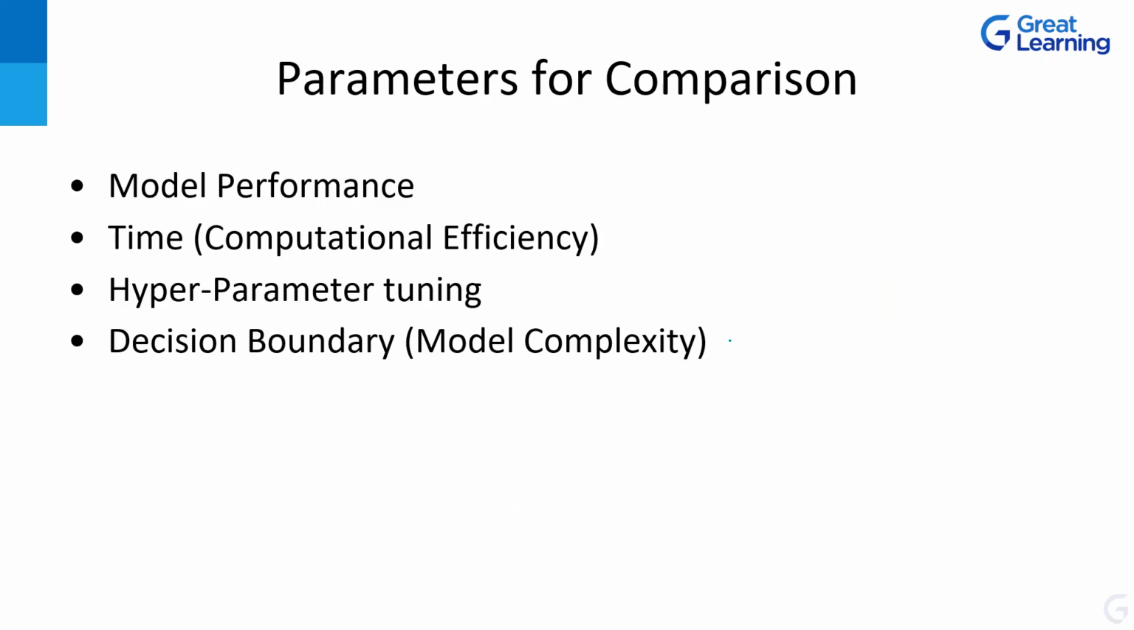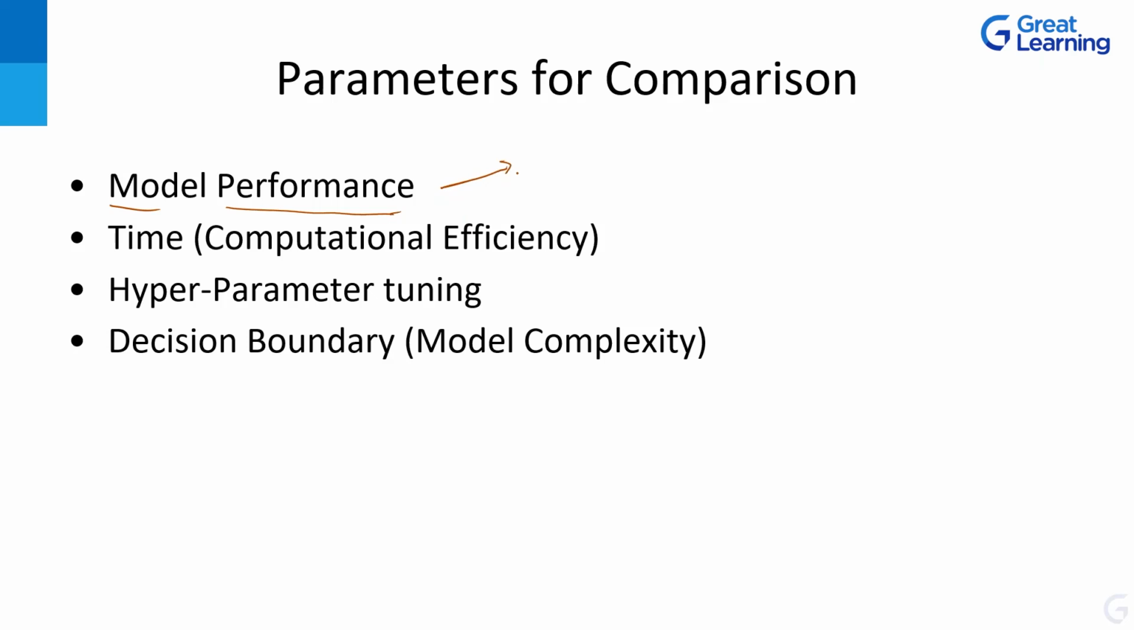So the 4 parameters we are going to use to compare these different algorithms are model performance, time, hyperparameter tuning, and decision boundary. So let's talk about each one of them a little bit. When we are talking about model performance, what we mean is the accuracy, or the mean squared error, or the root mean squared error. Depending on what kind of task there is, there are different kinds of metrics.